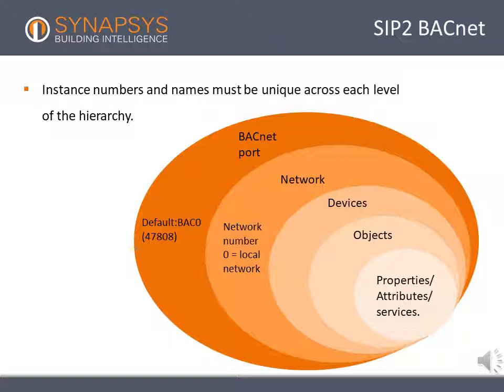All BACnet devices and objects must be identified by an instance number, which will be unique through each level of the hierarchy. The properties of the BACnet object include a present value. This is the property we use to poll data.